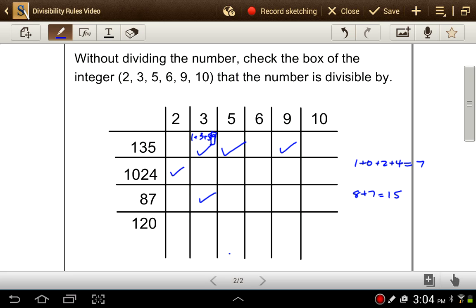Okay, let's try 120. 120 is even, so I'll put a check in 2. Add them up. 1 plus 2 plus 0 equals 3. So 3 works. Check. Ends in 5 or 0? Yep. Check. 6, yes, because 2 and 3 are there, so 6 is going to be a yes. 9, added them up and it was 3. 9 does not go into 3. You're checking to see if 9 goes into 3. No, 9 does not work. 10, yes, ends in 0. So that one's almost all of them except for 9. So that's the process that you want to go through for these divisibility rules.